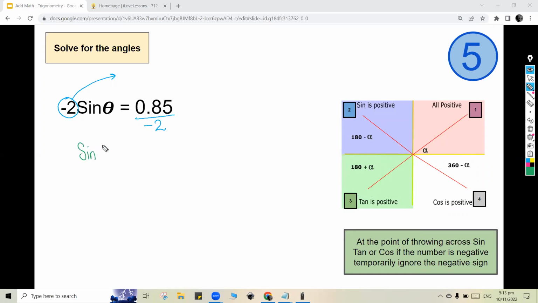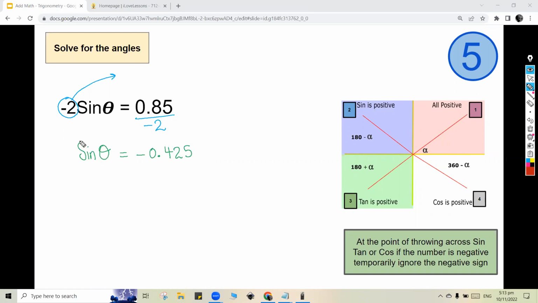So we have sine theta, and let's divide this here. I need my calculator for that. 0.85 divided by -2. And if we do that, I'm going to keep all the decimal places. It's a nice decimal. We are getting negative 0.425. We obviously are not finished with the question as yet.